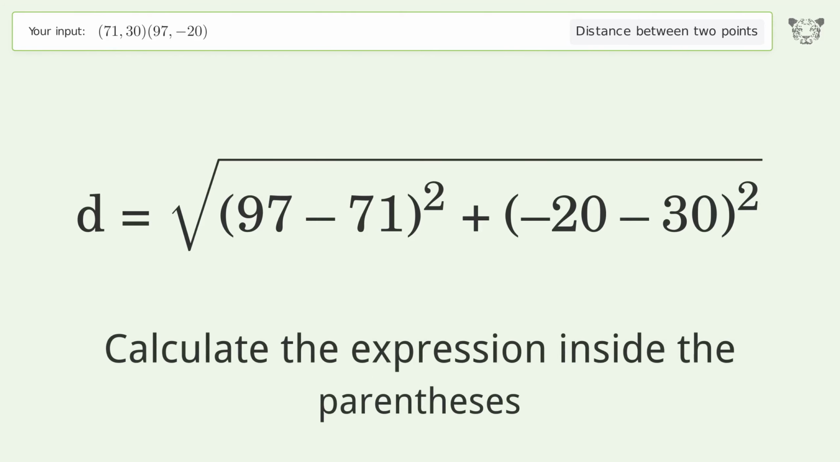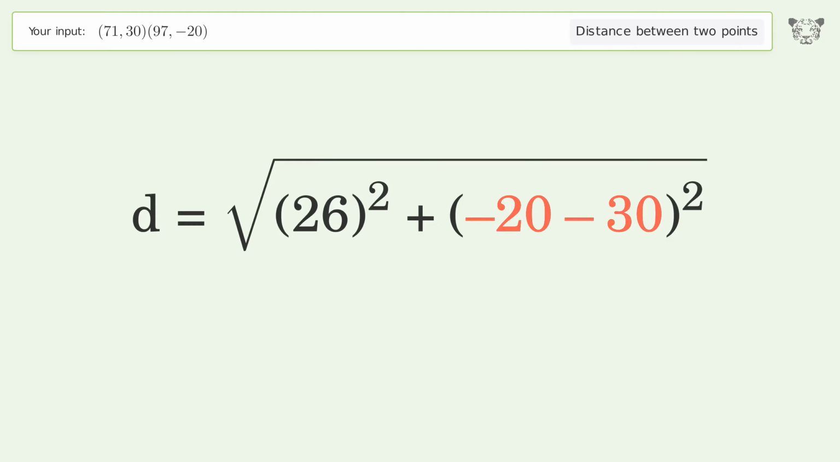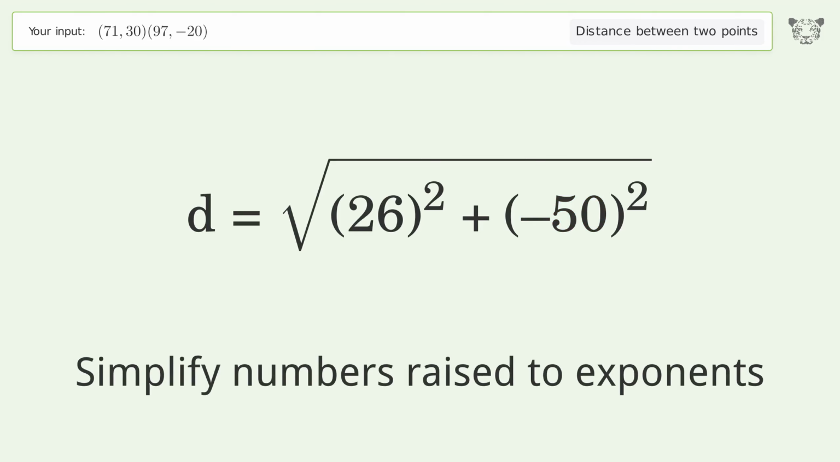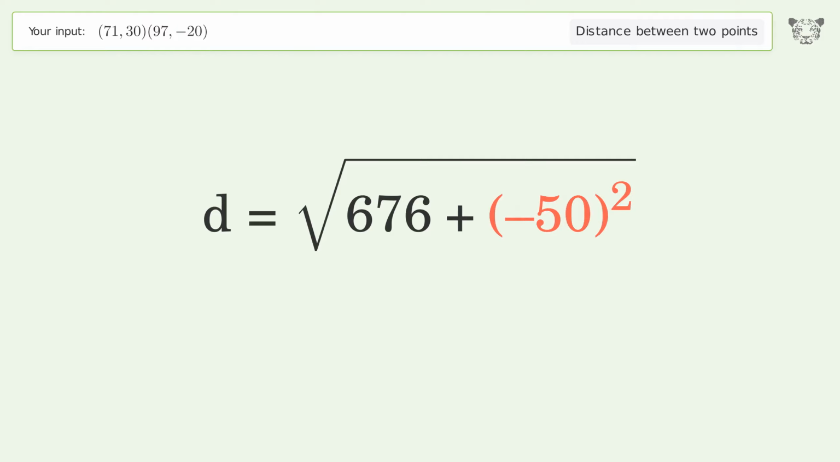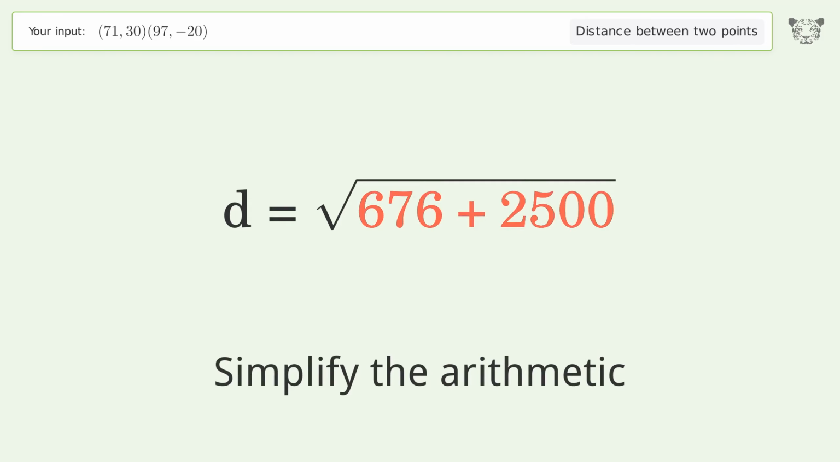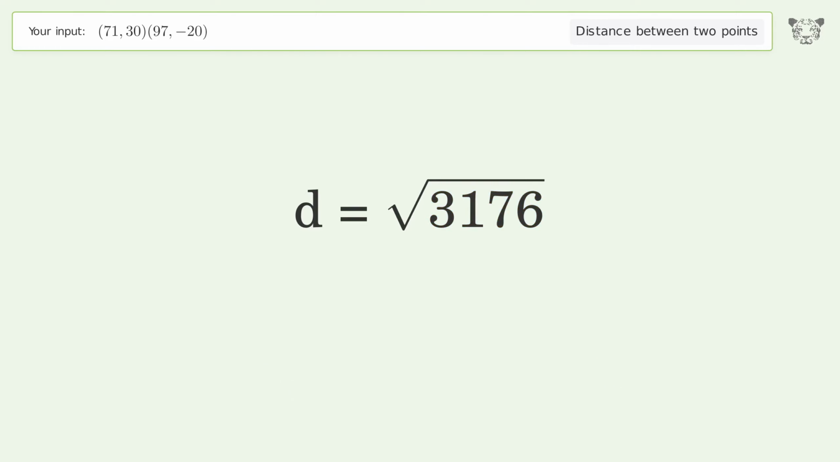Calculate the expression inside the parentheses. Simplify numbers raised to exponents. Simplify the arithmetic. And so the distance between the 2 points is the square root of 3,176, or 56.356.